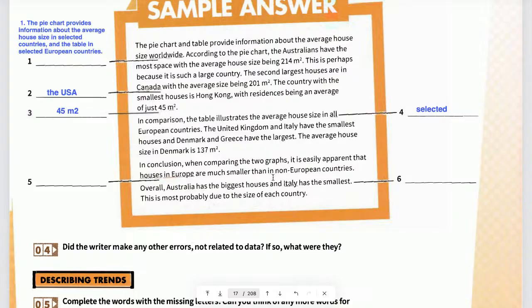Much smaller than in non-European countries. Can we use the word non-European countries here? Is that correct? Can we use the word non-European countries in that case? Yes or no?